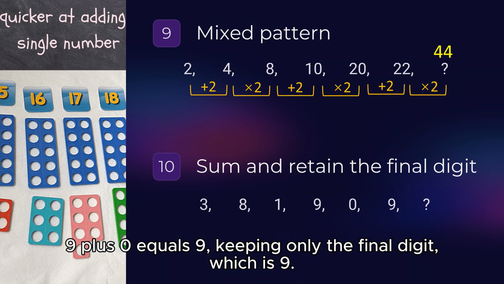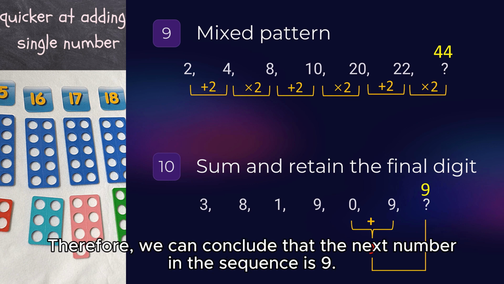9 plus 0 equals 9, keeping only the final digit, which is 9. 0 plus 9 equals 9, keeping only the final digit, which is 9. Therefore, we can conclude that the next number in the sequence is 9.